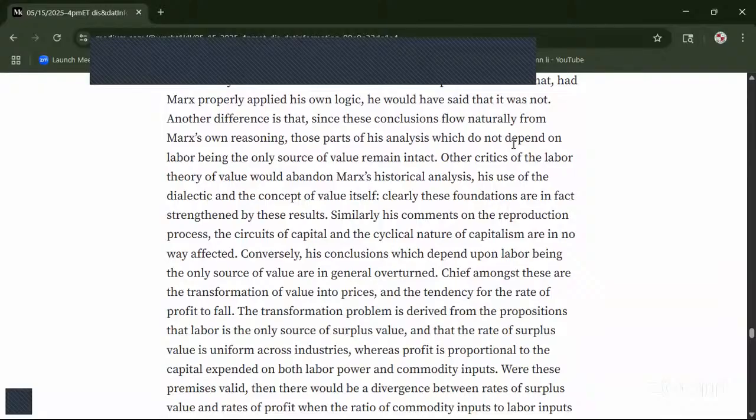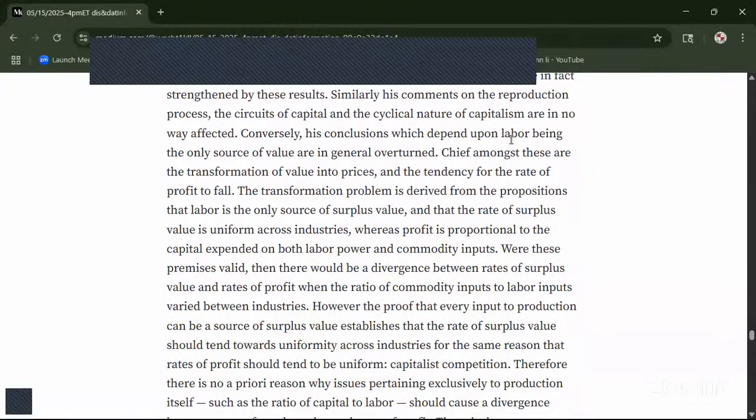The transformation problem is derived from the proposition that labor is the only source of surplus value and that the rate of surplus value is uniform across industries, whereas profit is proportional to the capital expended on both labor power and commodity inputs. Were these premises valid, then there would be a divergence between rates of surplus value and rates of profit when the ratio of commodity inputs to labor inputs varied between industries. However, the proof that every input to production can be a source of surplus value establishes that the rate of surplus value should tend towards uniformity across industries for the same reason that rates of profit should tend to be uniform. That is capitalist competition, right? It is the dynamic element of it, the shifting between modalities, the shift between time periods, competition in space and time.